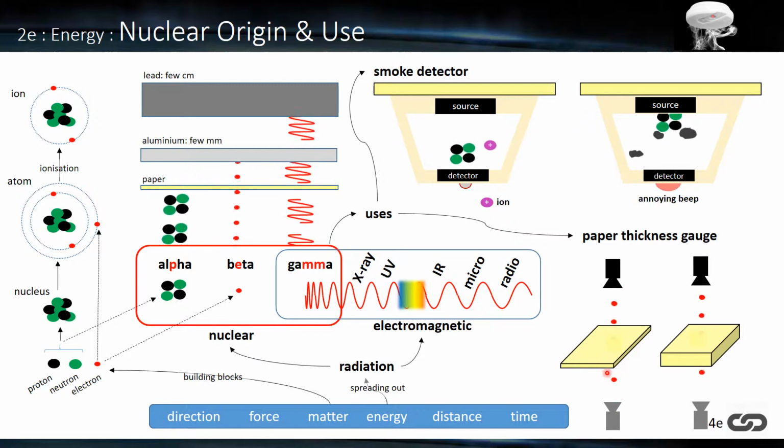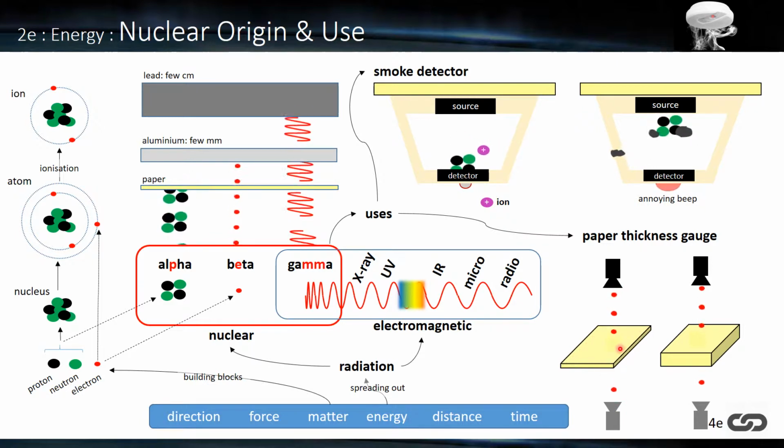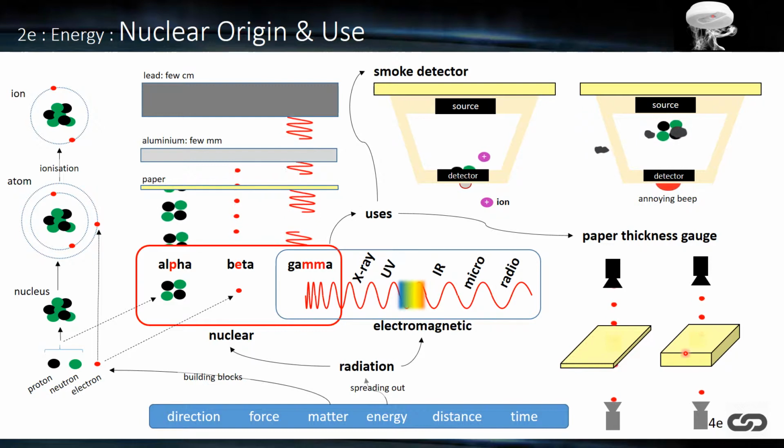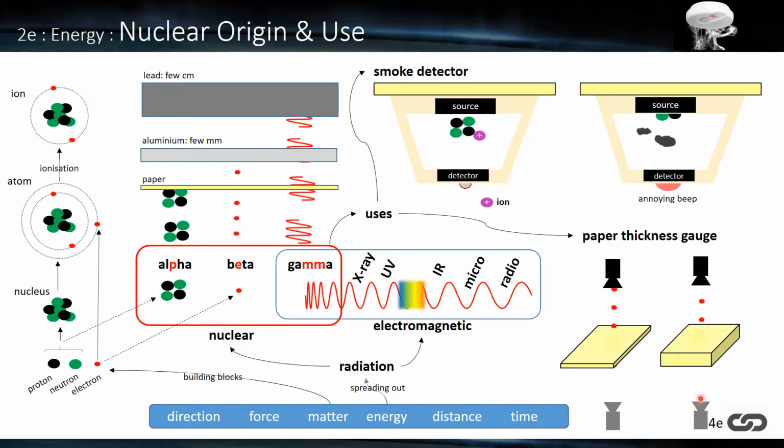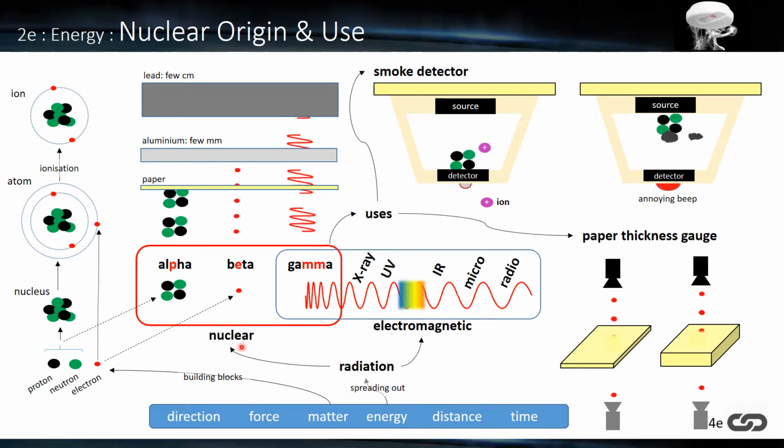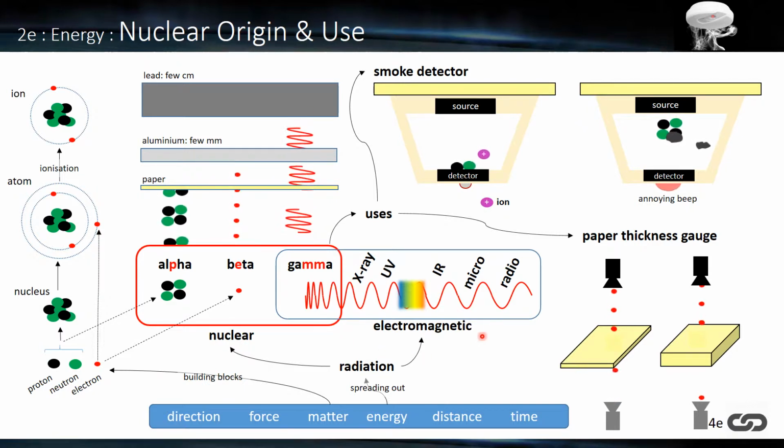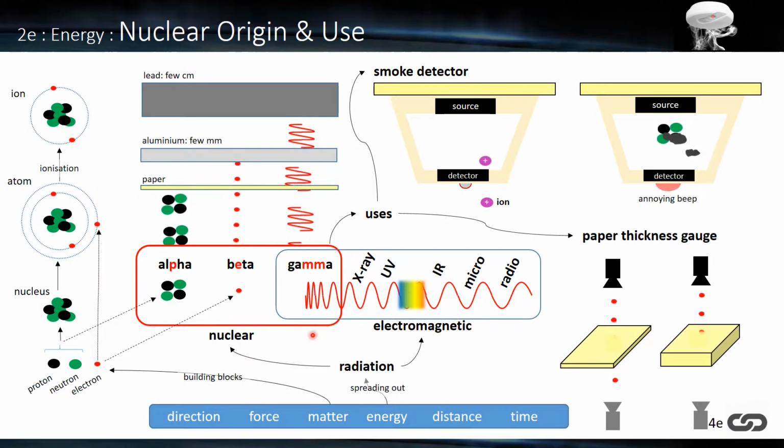of beta going through the correct width of paper. Now if there's some kind of problem in the mill and it gets too thick, fewer will get through, and so again we've got a detector here that will detect that and adjust the roll. So key idea here is radiation, two types, nuclear coming from the nucleus, electromagnetic. Try not to get them confused, although gamma is in both camps.